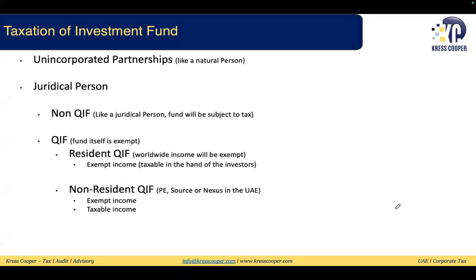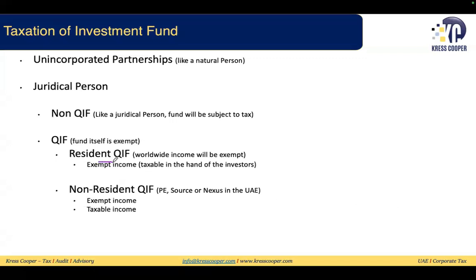Then juridical person: if the investment fund is a non-qualifying investment fund, it will be considered like a juridical person, as we discussed in our previous slide, like any other LLC. If this is a qualifying investment fund, it itself will not be subject to tax.